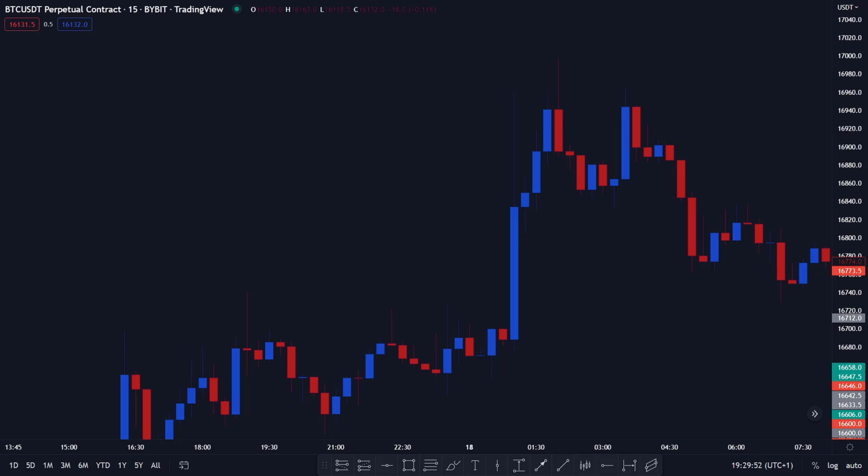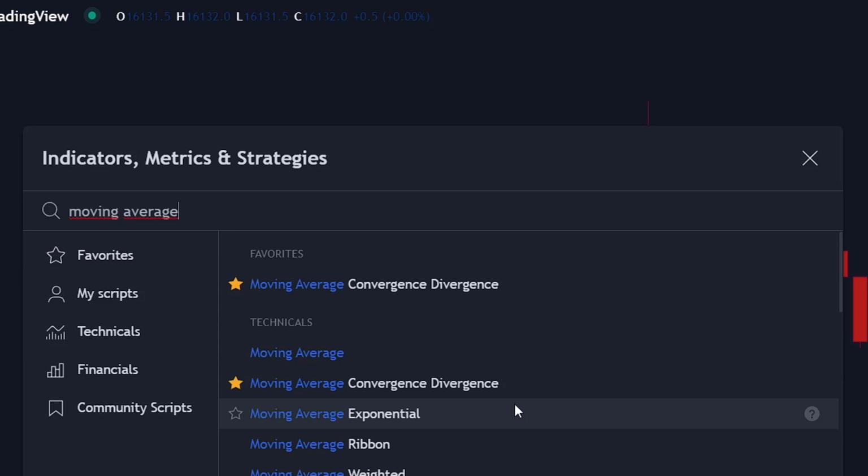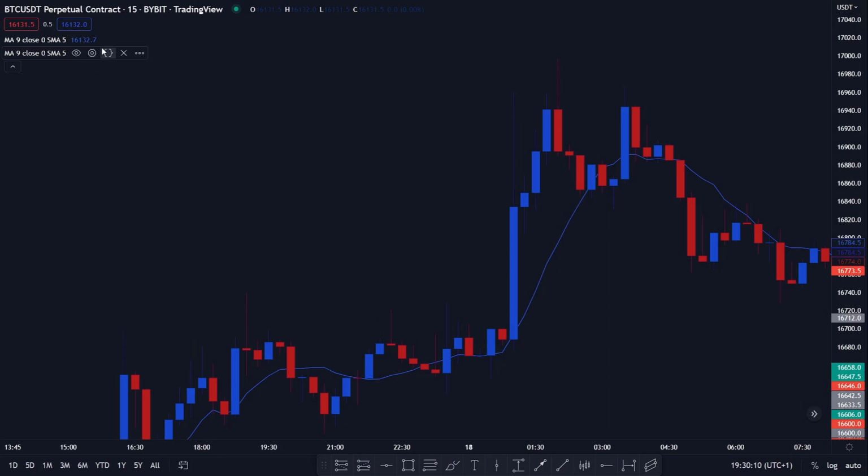First, we add the indicators for this strategy. We go to TradingView and click Add Indicators. Then we type moving average and add the SMA, or simple moving average, 2 times by double-clicking. These are the only indicators we will use for this technique.